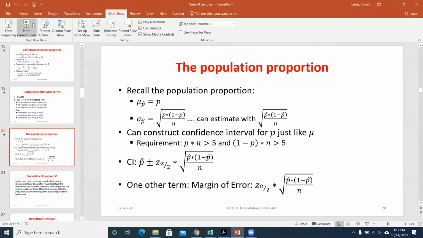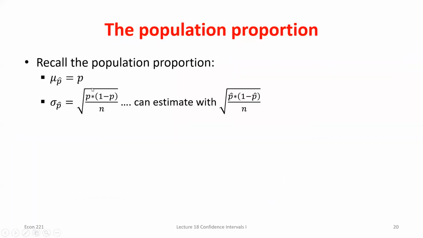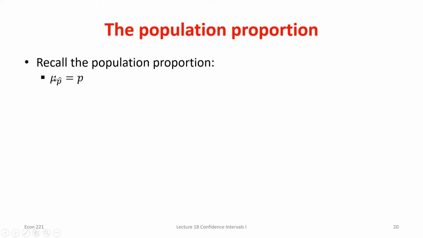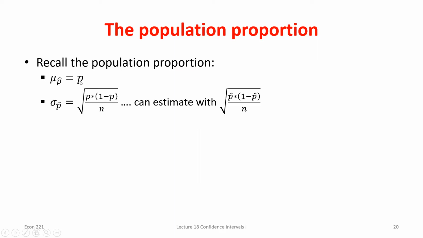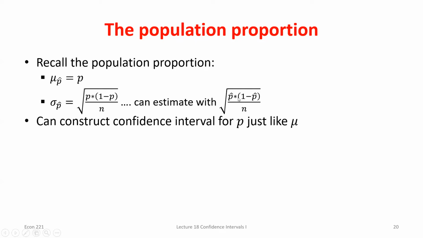Now, when we're talking about the population proportion, remember the mean of my sample proportion is my population proportion, and the standard deviation was equal to this. Well, the problem is, if all we have is the sample proportion, how do I know what the true population proportion is? That's the whole reason I'm building this confidence interval: I can't observe that. So we're going to estimate that with the information we have, which is just the sample proportion. So the standard deviation of our sample proportions, we're going to estimate with this.